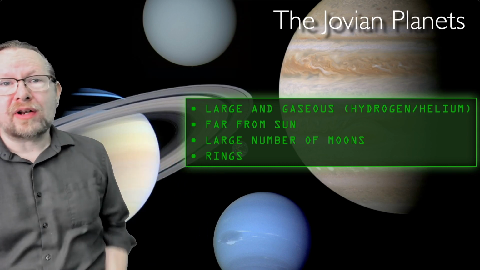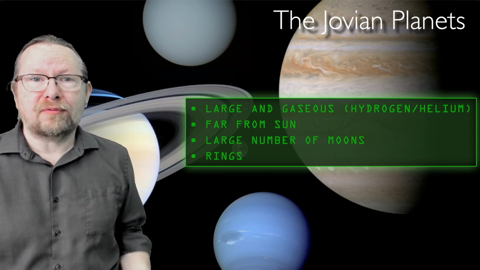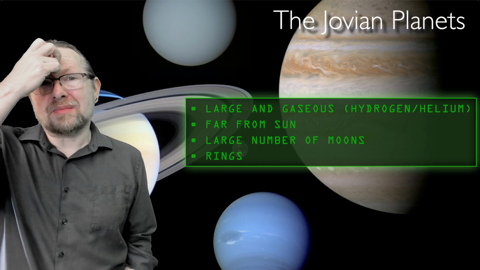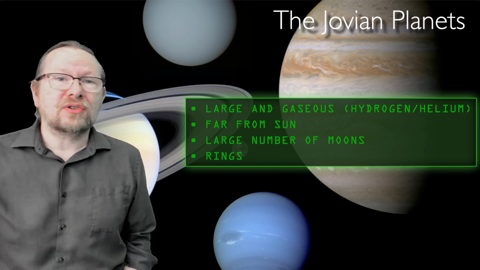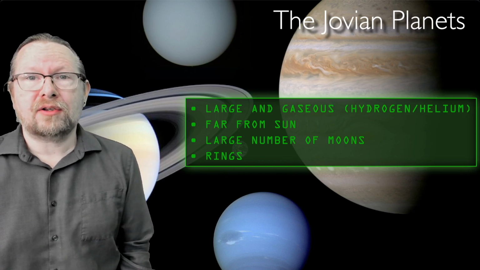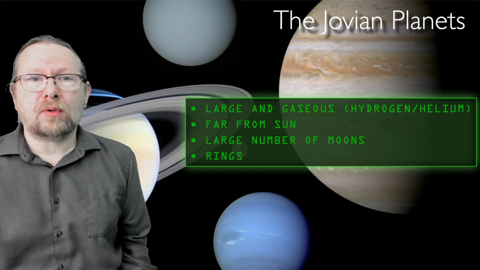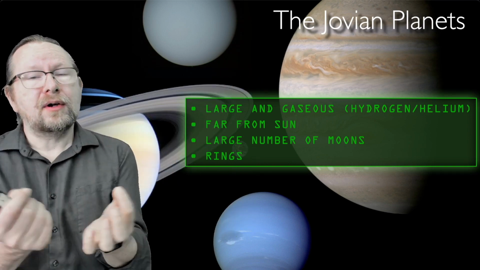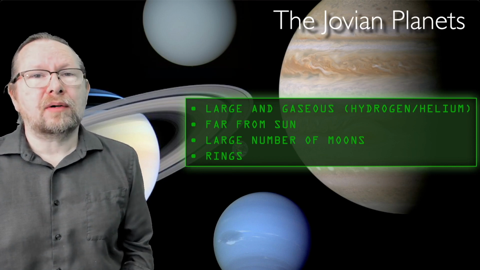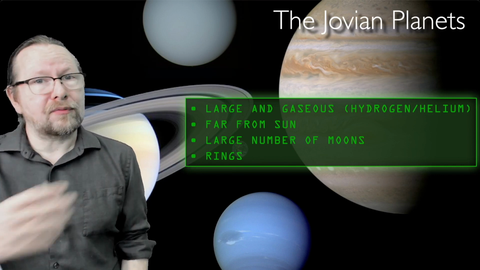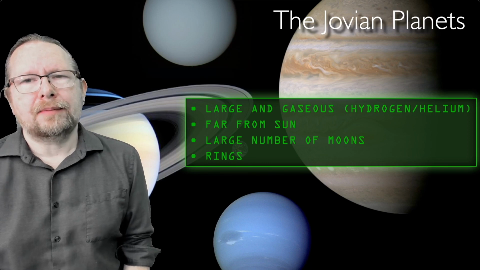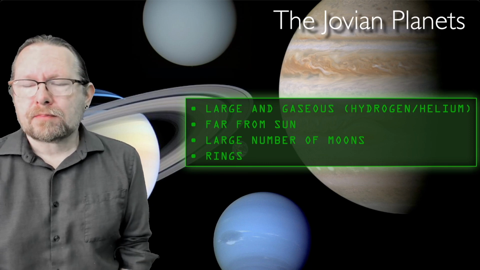We associate rings with Saturn because the rings of Saturn are very easily visible. We've known about them since the 1700s. You can see them with an inexpensive backyard telescope. But Jupiter also has rings, and Uranus also has rings, and Neptune also has rings. They are much thinner. They have much less material. They are much harder to see until you get out there with a spaceship and take a picture of them.